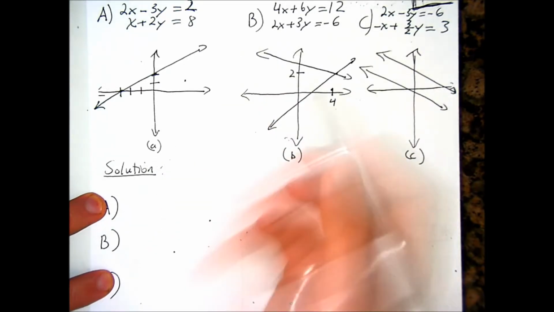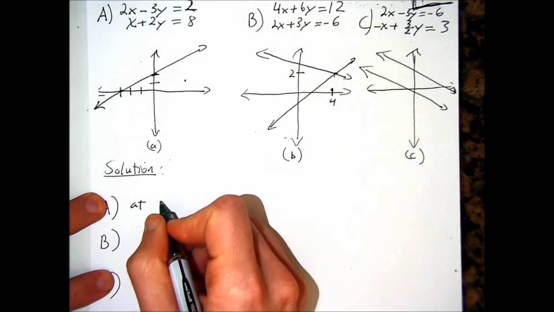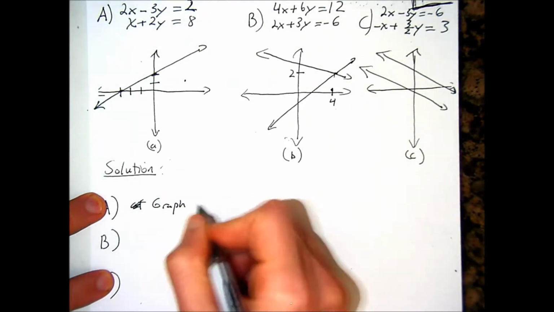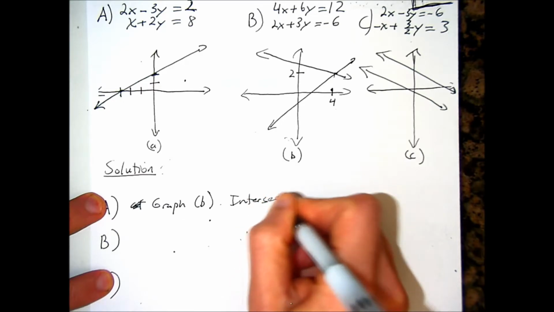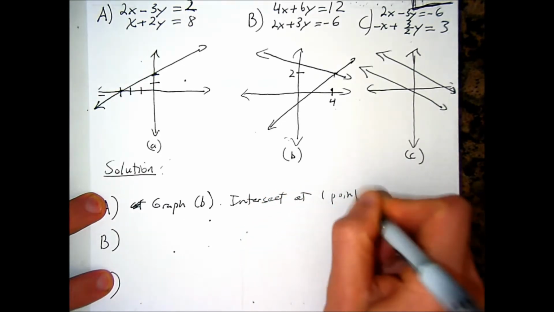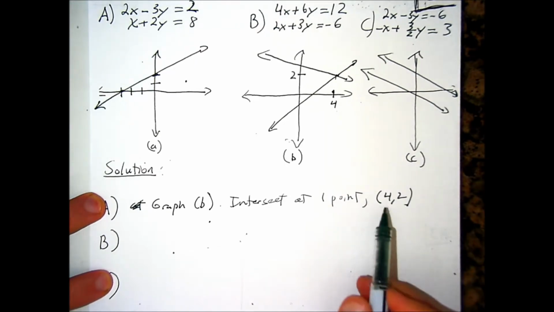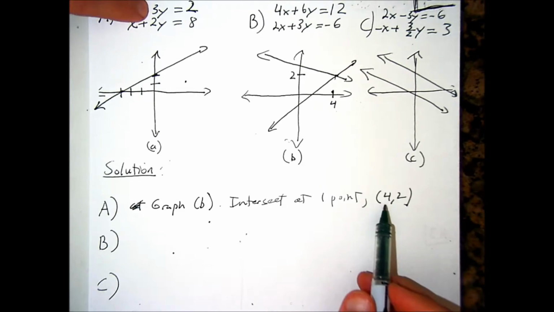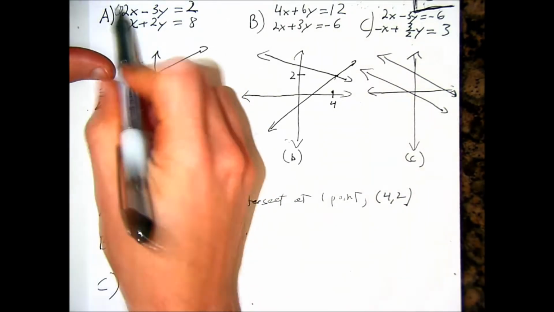So these lines intersect at a single point in graph B. They intersect at one point, which is 4 comma 2. And a good way to do a sanity check is let me plug in 4 for x. What do I get? I get 8. And let me plug in 2 for y. I get 6. So that means 8 minus 6 is 2. So that's a true statement. So we've satisfied the first equation in that system.